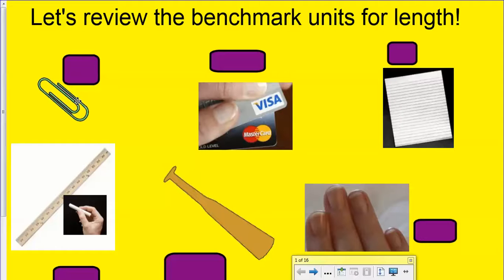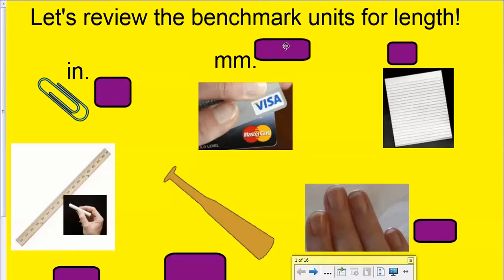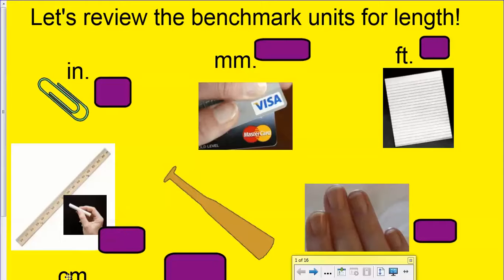Everybody, let's start off by reviewing our benchmark units for length. You know that a paper clip is approximately an inch in width. You know that a credit card is approximately a millimeter thick. You know that a paper is approximately a foot wide. You also know that a piece of chalk is approximately a centimeter in width, not in length, but in width. A piece of chalk is only about a centimeter wide.